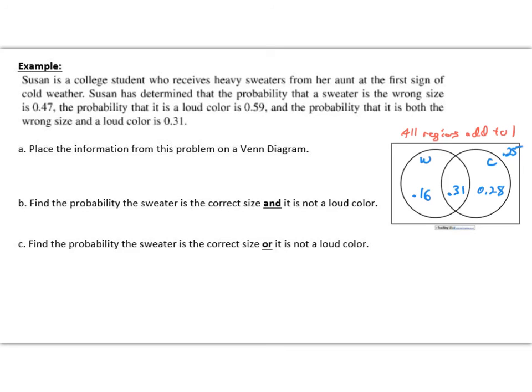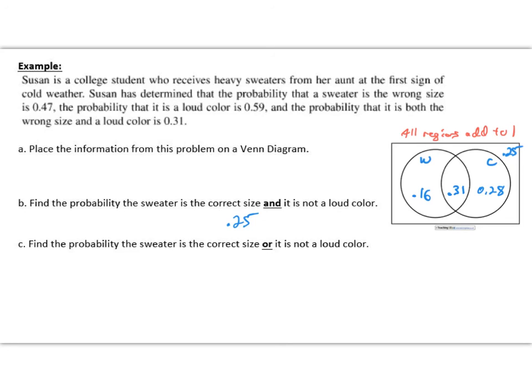So the first question is, what's the probability that the sweater is the correct size and it is not a loud color? Okay, so it's got to be the correct size. That means it isn't a wrong size. So it's outside the area of both the wrong size and the loud color. So I think it's going to be 0.25. Only 25% of these sweaters are going to have a good size and not a loud color.